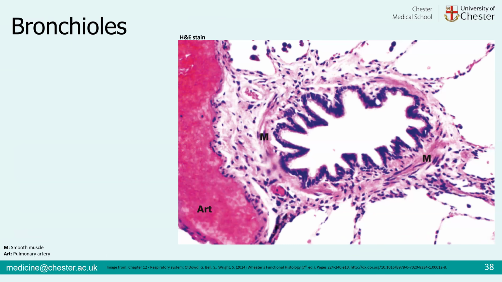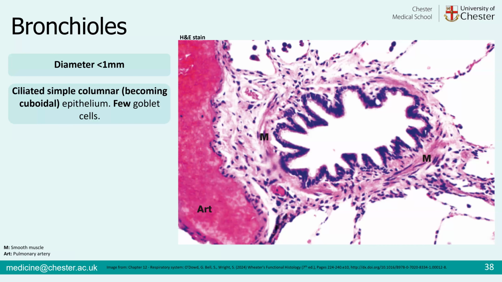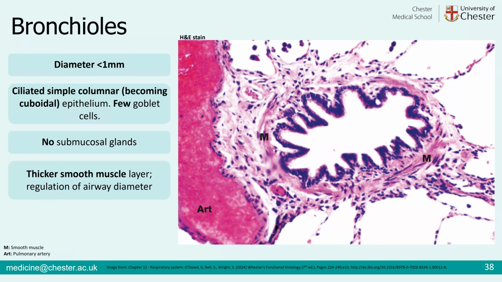From the bronchi then, further divisions we term bronchioles. Bronchioles are those airways that are less than 1 millimeter in diameter. We go from that ciliated simple columnar, the cells start to become a little bit more squat, they become more cuboidal. We see few goblet cells here, so we've transitioned largely away from that respiratory type epithelium now. We have no submucosal glands, so we can't really see any of those glandular structures in the subepithelial tissue here. But what we do see, labeled M here, is quite a thick smooth muscle layer.